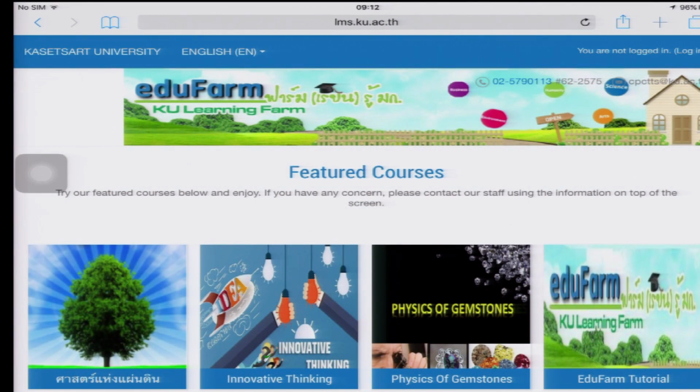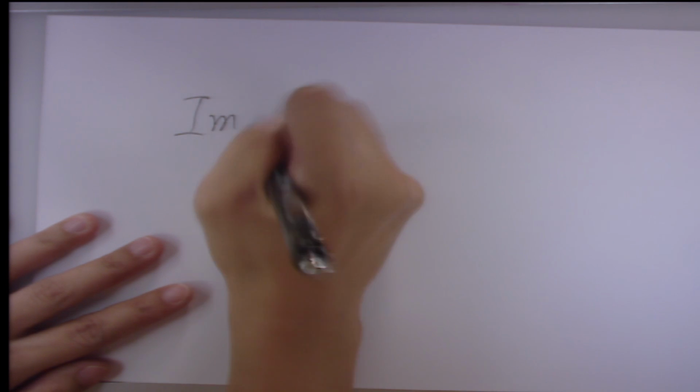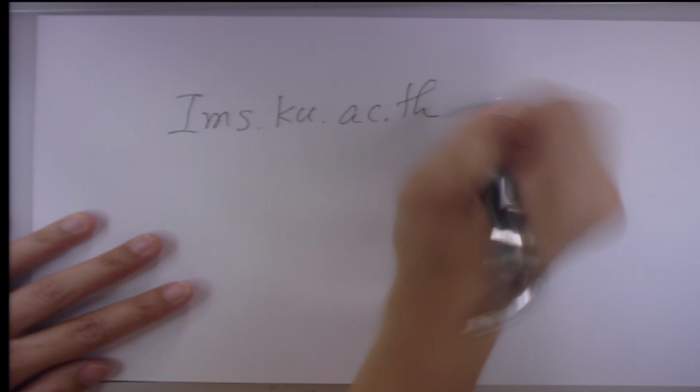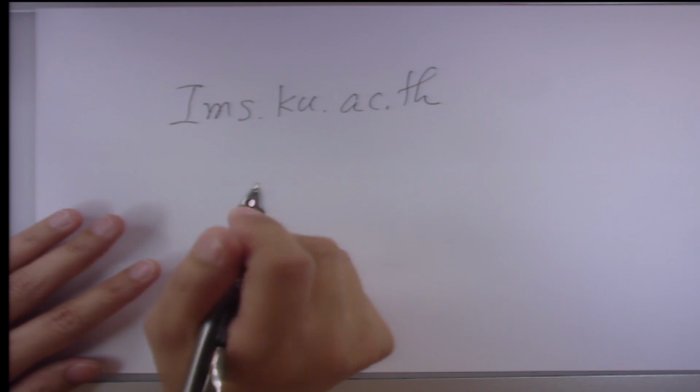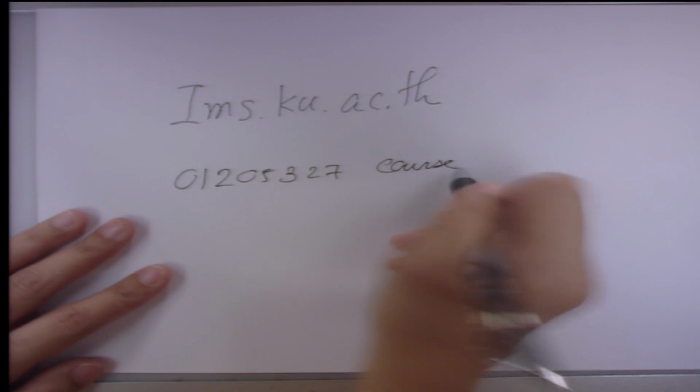Okay. Now let's introduce the website that I'm going to use. If you are เกษตรศาสตร์ University students, you can get into the EduFarm program, which is the KU learning farm. This one will have the course material, and the website is IMS. The website is ims.ku.ac.th. Okay, so you can use your non-SIV account to get into this website, and then you can select the 01-205-327 class, and my class material will be in here.